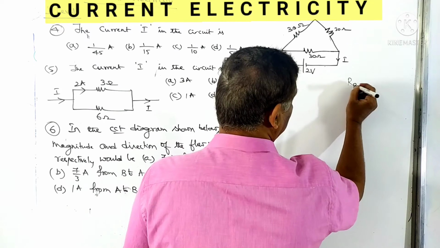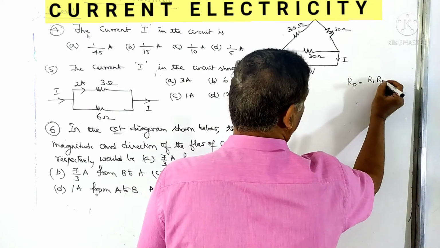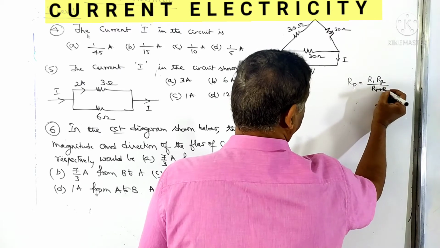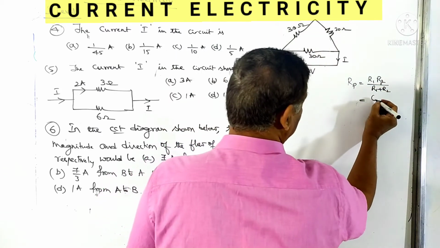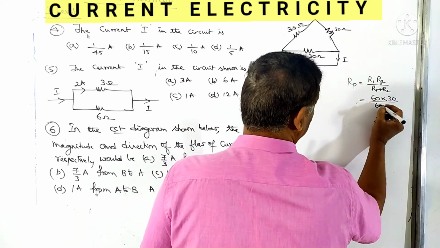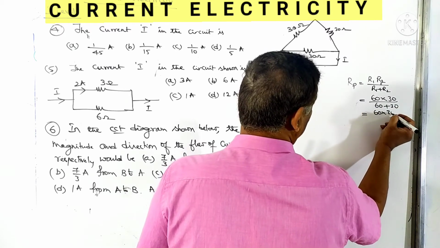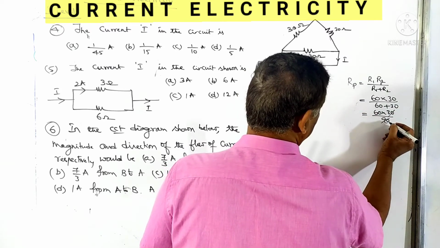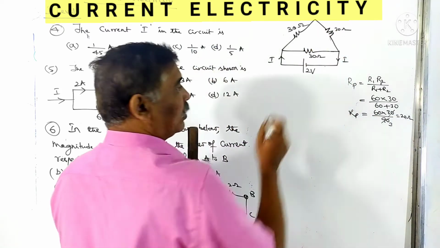Effective resistance we learned Rp is equal to R1 R2 divided by R1 plus R2. There is a formula what we have. If I substitute, here we have 30 plus 30, that is 60, in parallel with 30. That is 60 into 30 divided by 60 plus 30, that is 90. This gives us 20 ohm. So Rp is equal to 20 ohm.